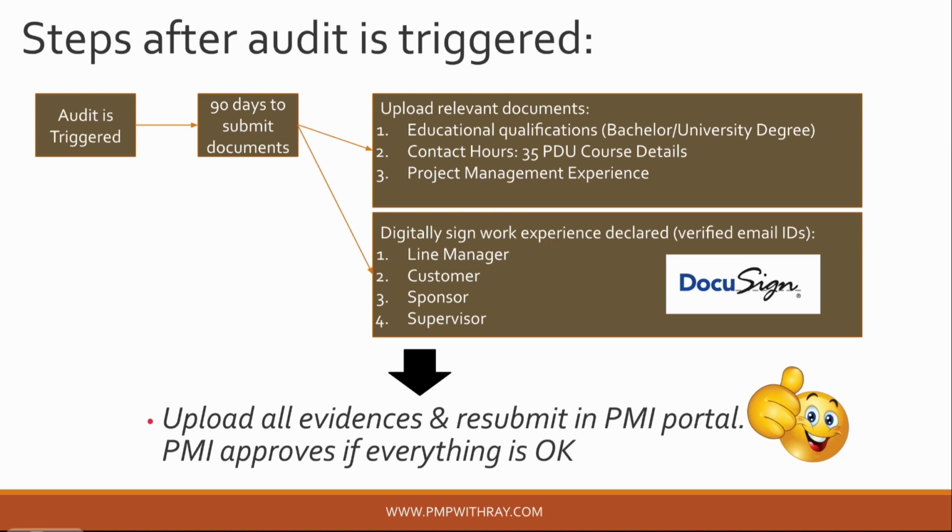Now, once your supervisors or managers have approved your work experience and you have uploaded the necessary evidence as asked by PMI, you need to submit the same on the PMI portal, which then goes under a review process. Now, if everything is in order for you, submitting all the audit evidence should not take you more than a week. Okay, so 90 days is more than sufficient time for you to collect all these documents and submit it on the PMI portal for review.